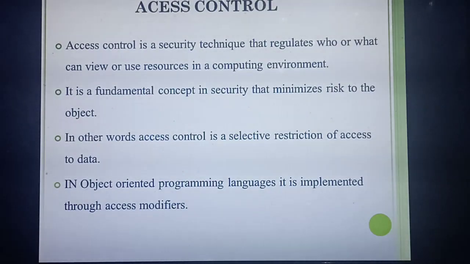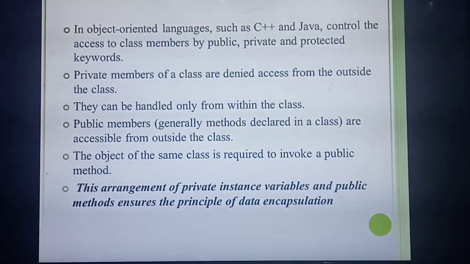Okay. So it's in object oriented programming. So it is implemented using which one? Access modifiers. What are the access modifiers? Public, private and protected. Okay. So what are the object oriented languages? For example, last year we have studied C++, likewise Java. So likewise most of these object oriented programming languages use which one? The access specifiers. What are the access specifiers? Public, private and protected.